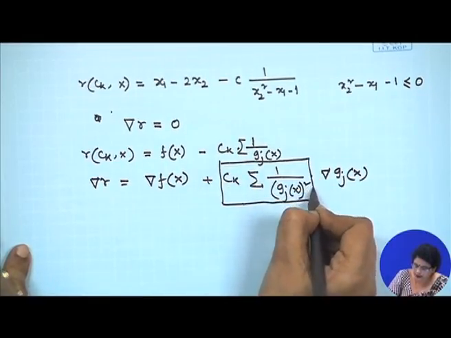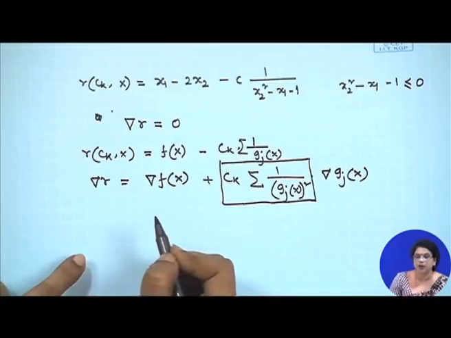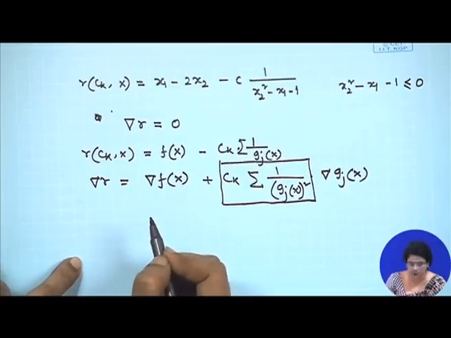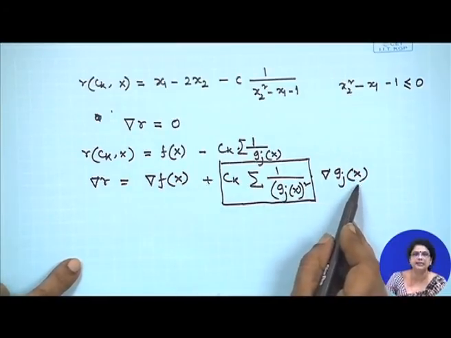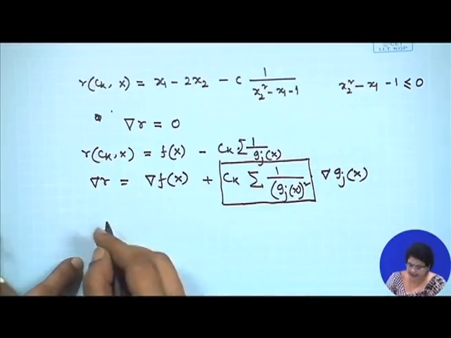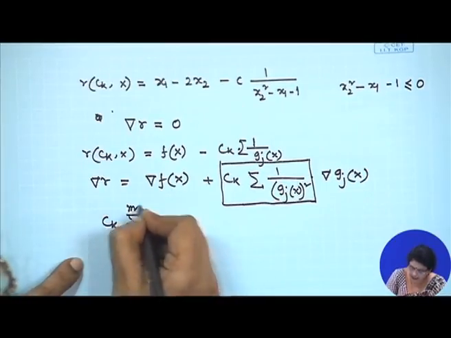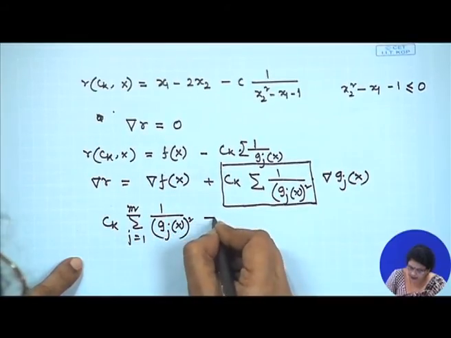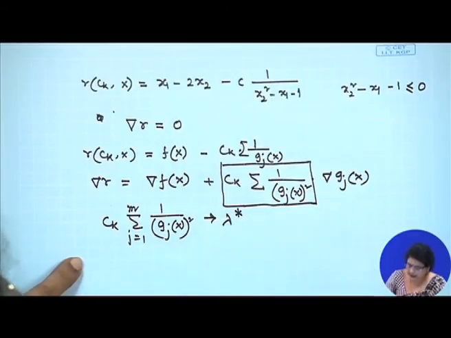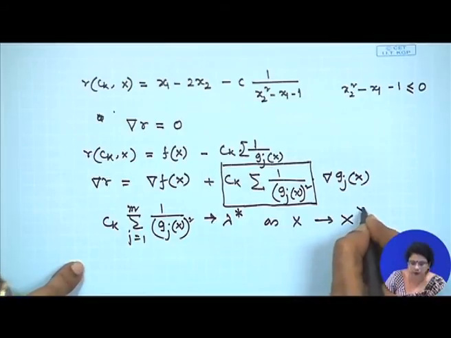You recall the Kuhn-Tucker condition. What was one of the conditions in the Kuhn-Tucker condition for inequality constraint? That was grad of f(x) plus Lagrange multiplier grad of gj(x). All right. Here also we can say that ck summation j equal to 1 to m, 1 by gj(x) whole square, tends to lambda star, that is the KKT multiplier, as x tends to the optimal point.